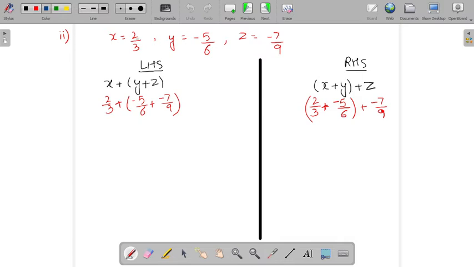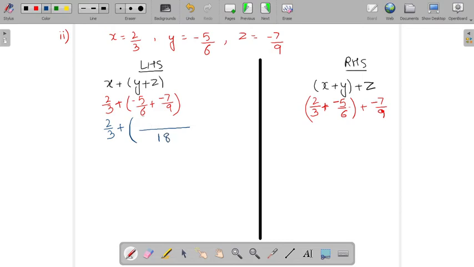Similarly, in the second part, these are the values of x, y, z. Substitute in LHS and RHS separately. Now, let's see what result we will get. 2 by 3 plus, now take its LCM. 6 and 9 LCM, what would it be? 18. 18 would be the LCM.